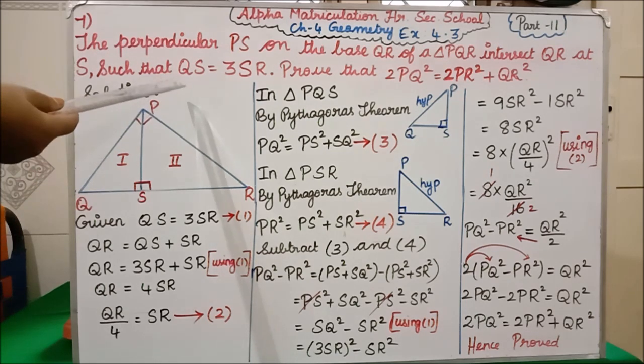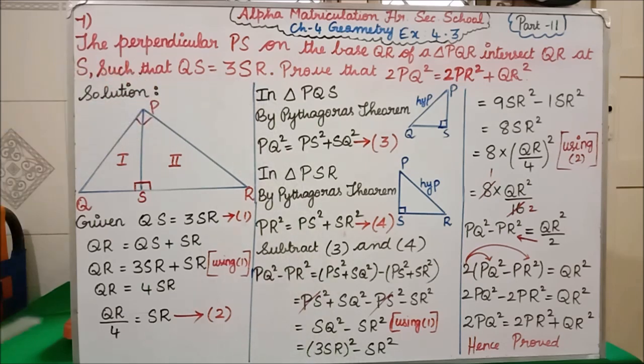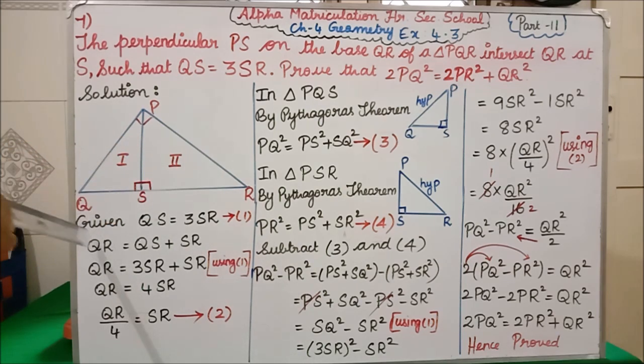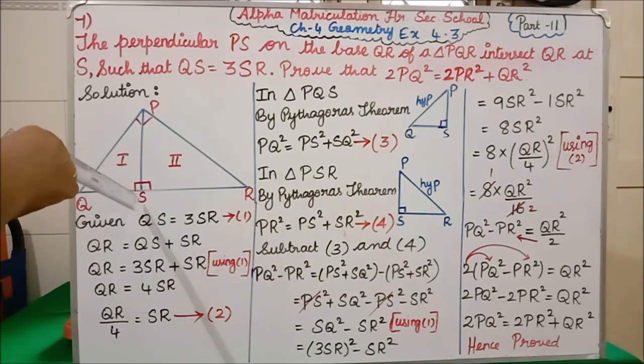In this question we are given QS equal to 3 into SR. So I have written, given QS equal to 3 into SR. Mark that as 1. Next, this full length Q to R, how can we write it? QS plus SR, we can write, isn't it?